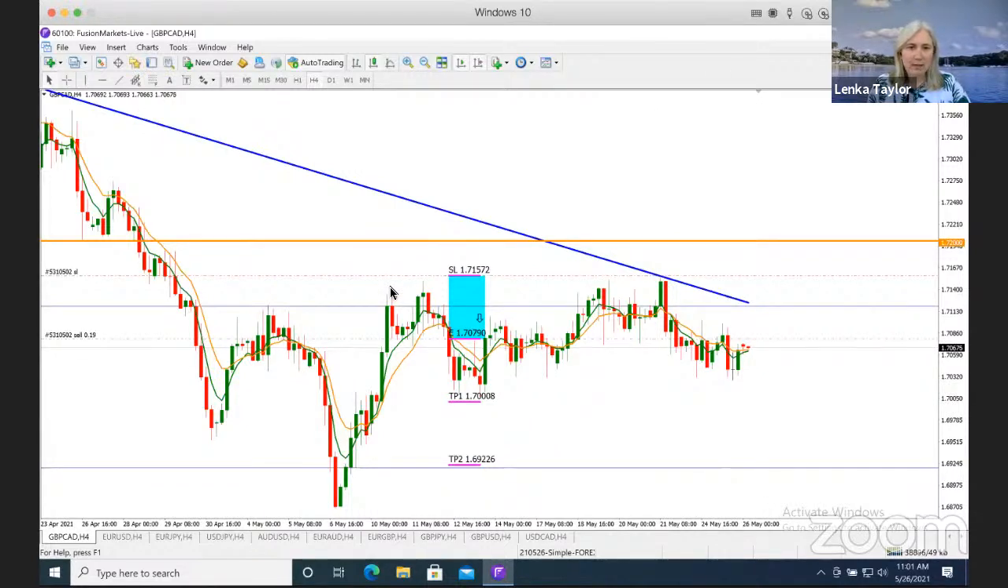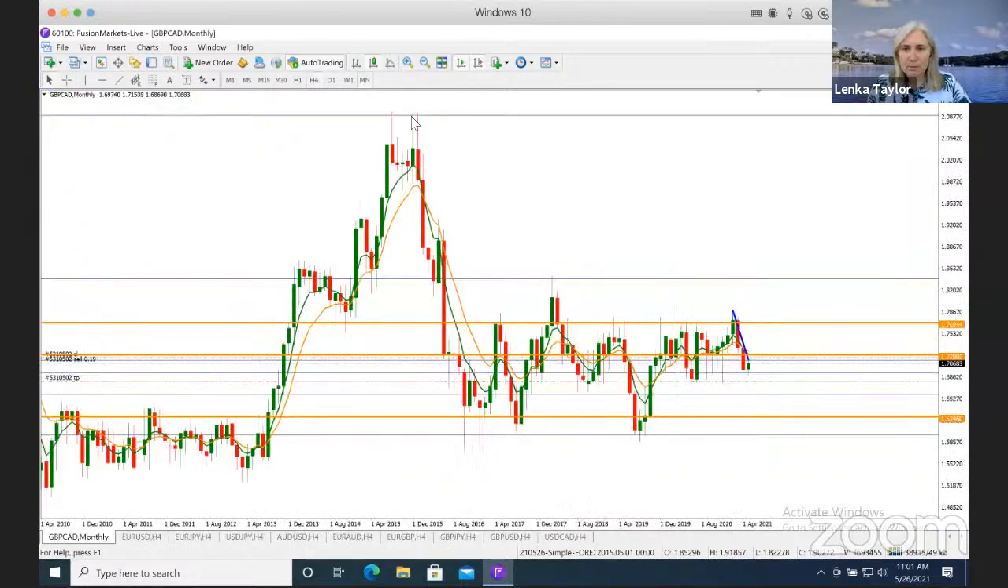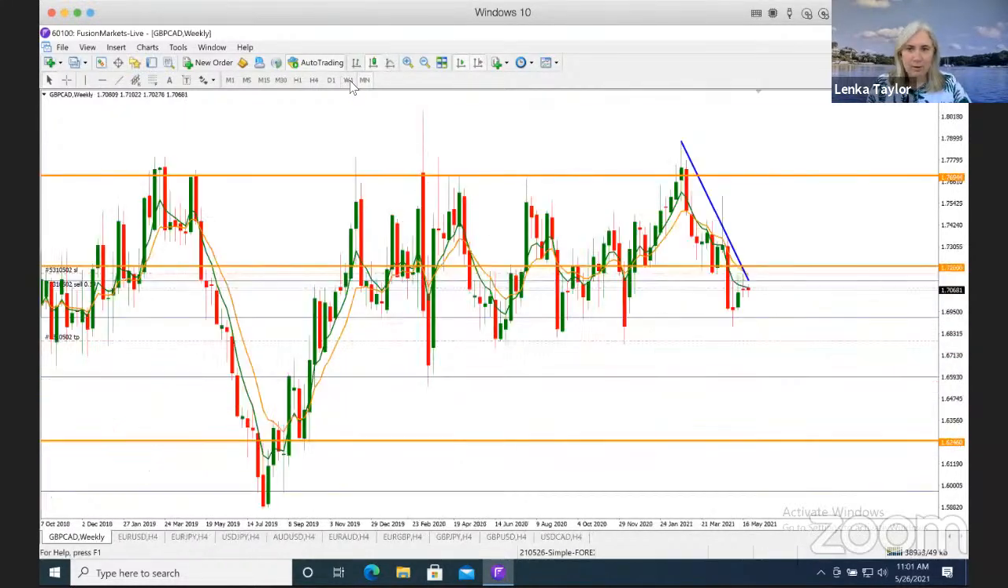Gbp Cad is a trade that I entered short last week. It's been going sideways and I'm still in. In terms of the monthly outlook, I'm still looking for a short just off that horizontal line down to there. On the weekly, it's going sideways at the moment, but still looking for a short down to those levels there.